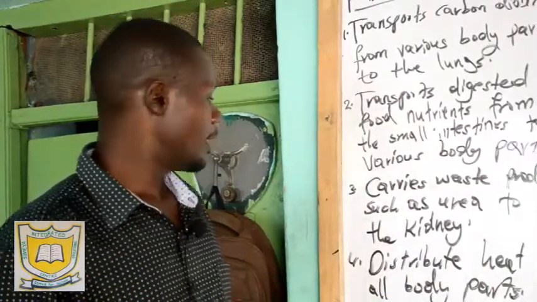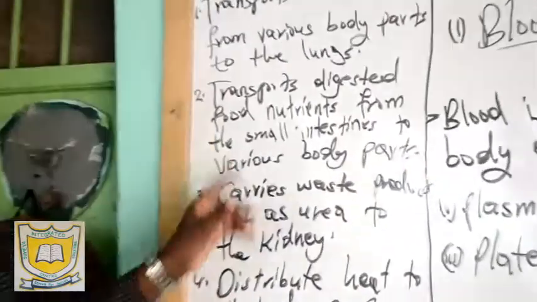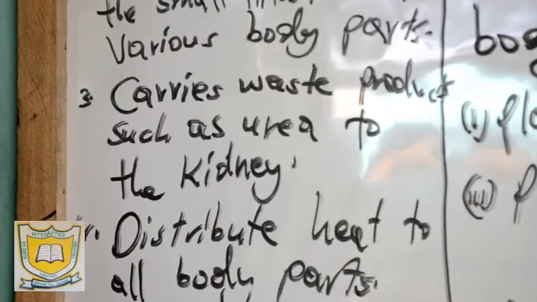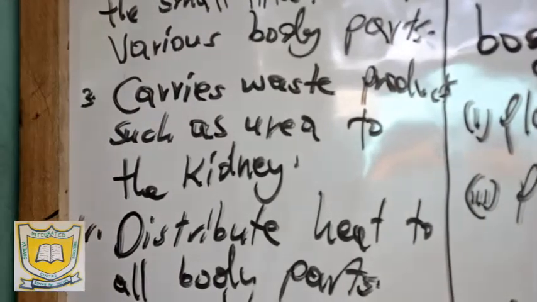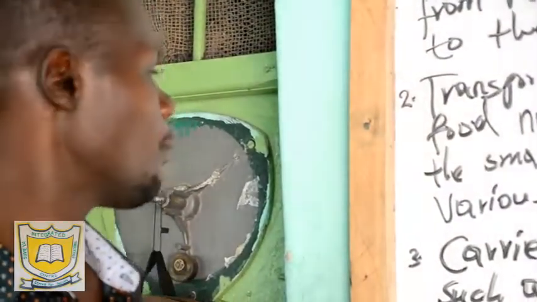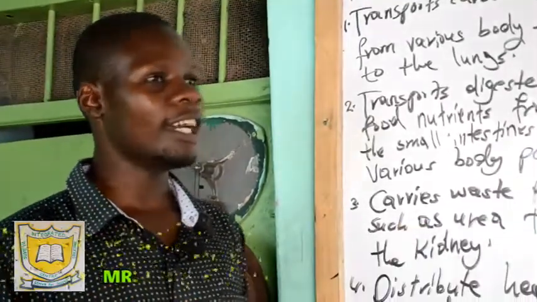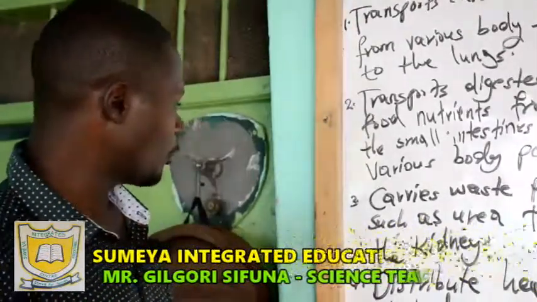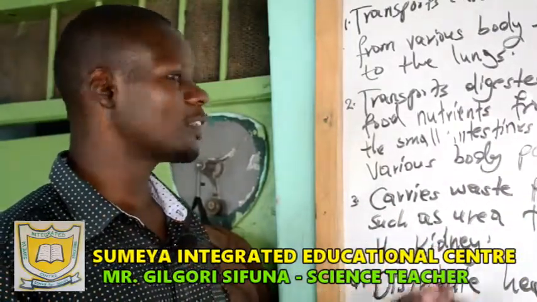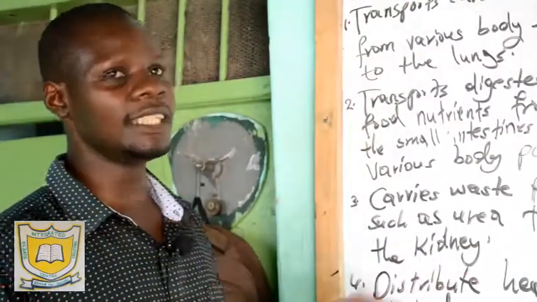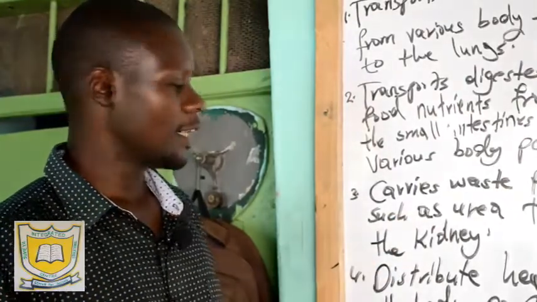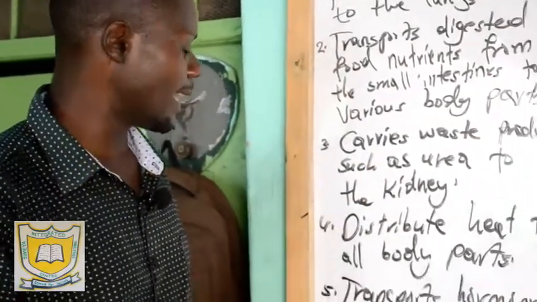for them to work. Number 3, you find that the plasma also carries waste products such as urea to the kidney. You understand, urea is also another toxic substance in the body. So whenever we have accumulation of urea, it also becomes toxic. So you find that from all parts of the body where they are, the urea will be transported to the kidney. So later on it will be released out from the kidney to the urinary bladder, then it is released out.